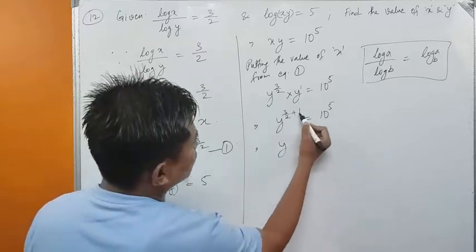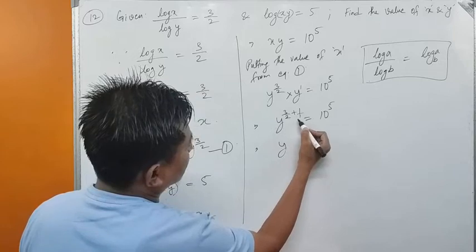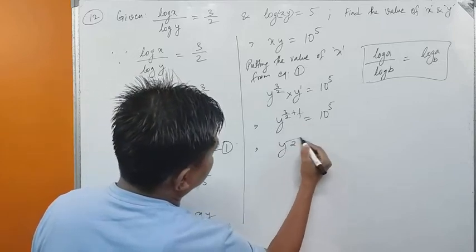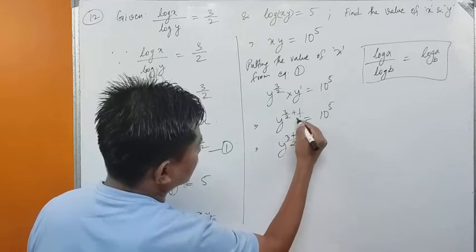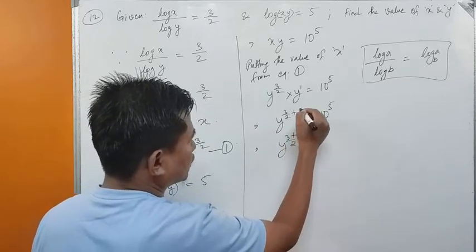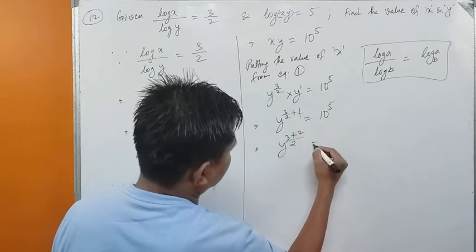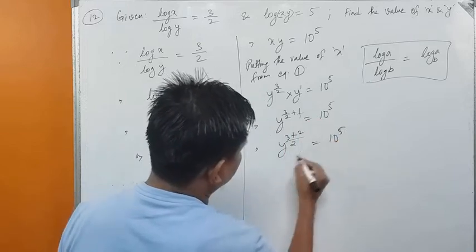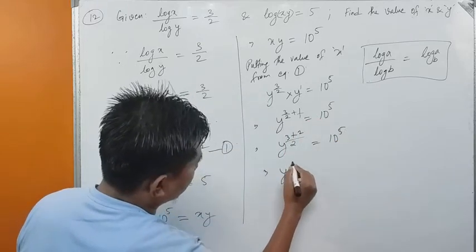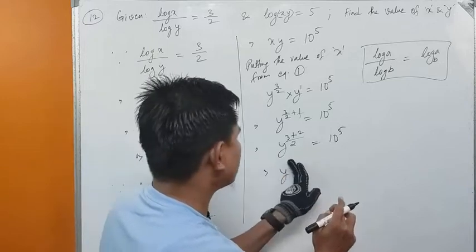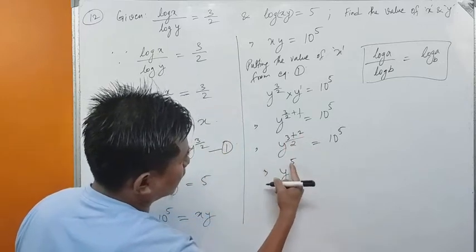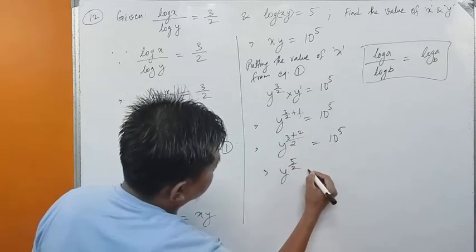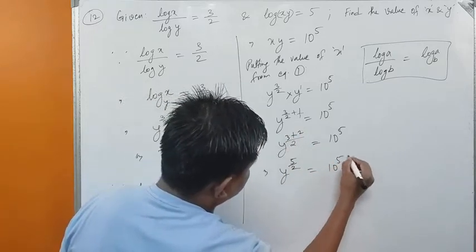So the LCM of 2 and 1 is 2. Two ones are 2, 1 into 3 is 3, plus 1 into 2 is 2. So y to the power 3 plus 2 is 5 upon 2 equals 10 to the power 5, isn't it?